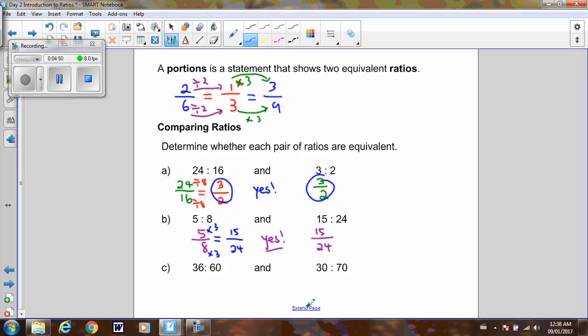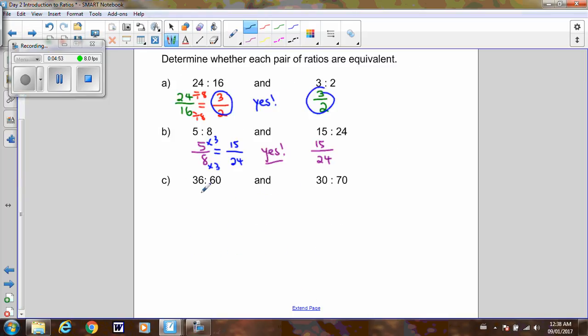The last one here is a little interesting. 36 over 60 and 30 over 70. They look very different, so what we're going to do is make both of them smaller. Notice that the number 6 can go into top and bottom here, so we're going to divide the top and bottom by 6. If you do that, you're going to get 6 over 10, right? 60 divided by 6 is 10, and 36 divided by 6 is 6. But notice here, what's the number that can go into both 30 and 70? Well, they both have a 0, so I'm going to divide the top and bottom by 10.